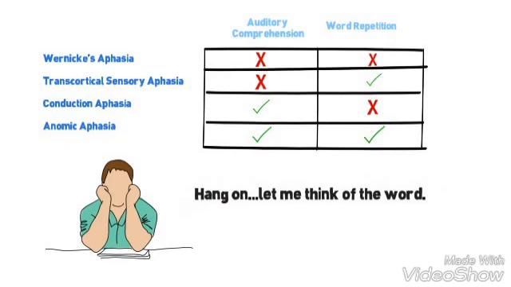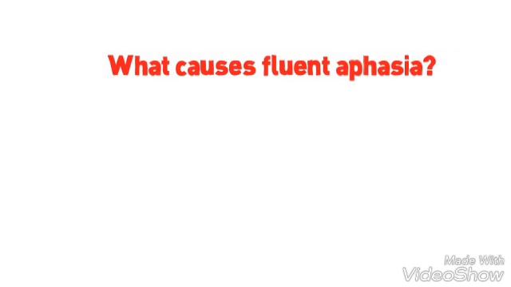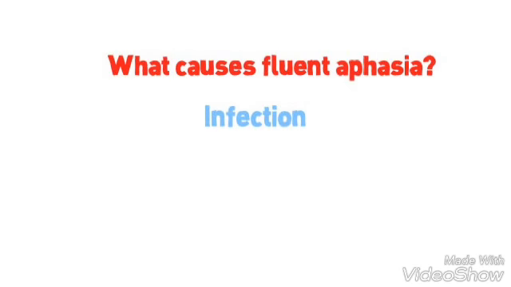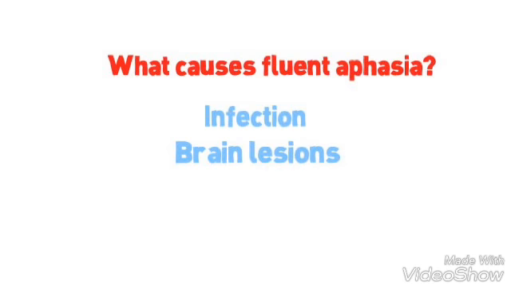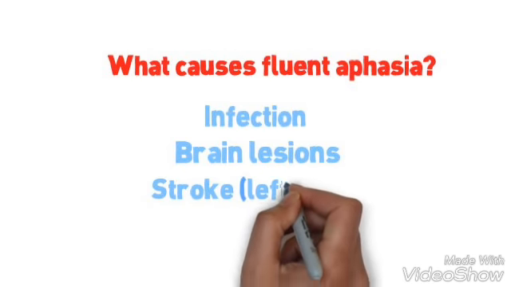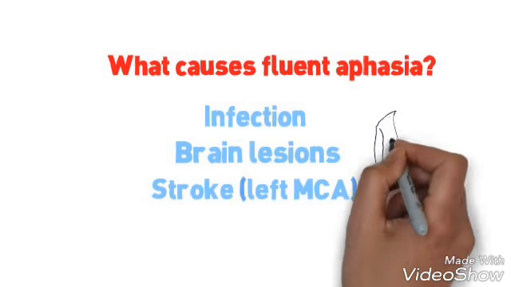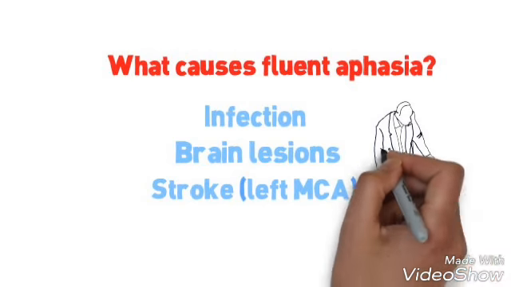So what causes fluent aphasia? Infections can spread to the brain through the bloodstream to contaminate the brain. Just as lesions, as from a traumatic brain injury, can impair important language areas, but most frequently fluent aphasia is caused by a stroke. When the middle cerebral artery is no longer able to bring blood to important language areas, they become damaged. This means that middle-aged and older people, those who are more susceptible to stroke, are more likely than others to acquire a fluent aphasia.